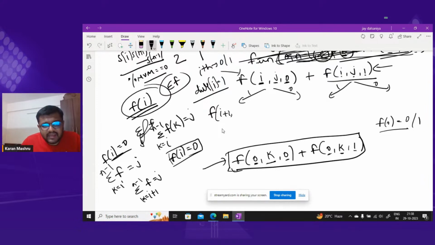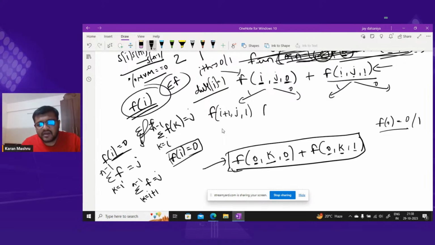So I will say that if the XOR value starting with index I is 0, then here I will need j only, and the XOR value from I plus 1 to n minus 1 will be 1.